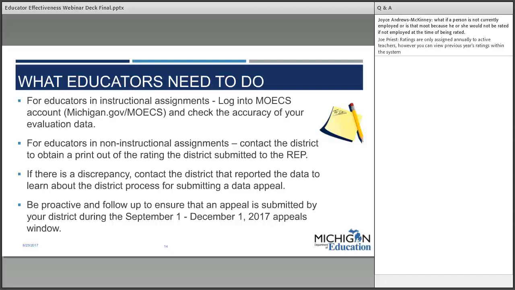So again, if there's a discrepancy in your rating, please contact your district that reported the data and go through the process for submitting a data appeal. It will be very important to be proactive and follow up to ensure that an appeal is submitted during the window, which ends December 1st. I know sometimes communication can be difficult, but make sure that you're constantly following up to make sure that the appeal, if needed, is submitted.